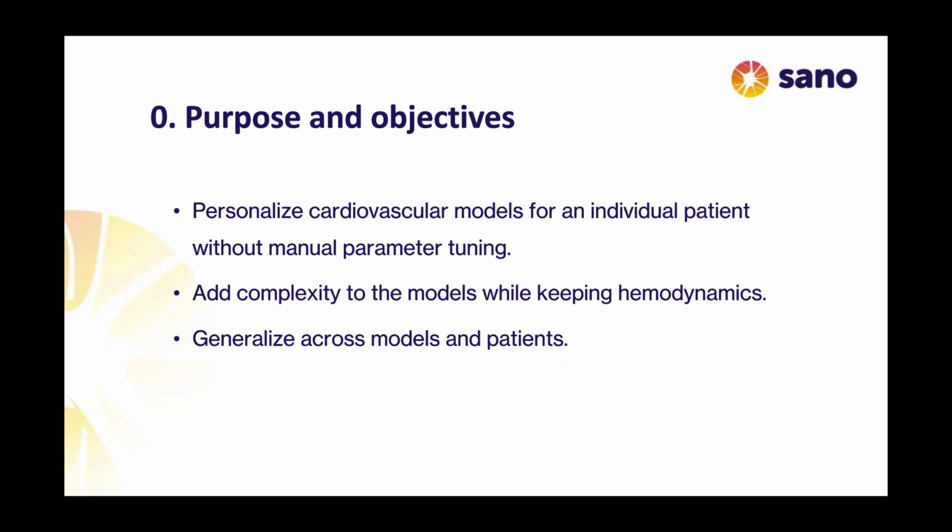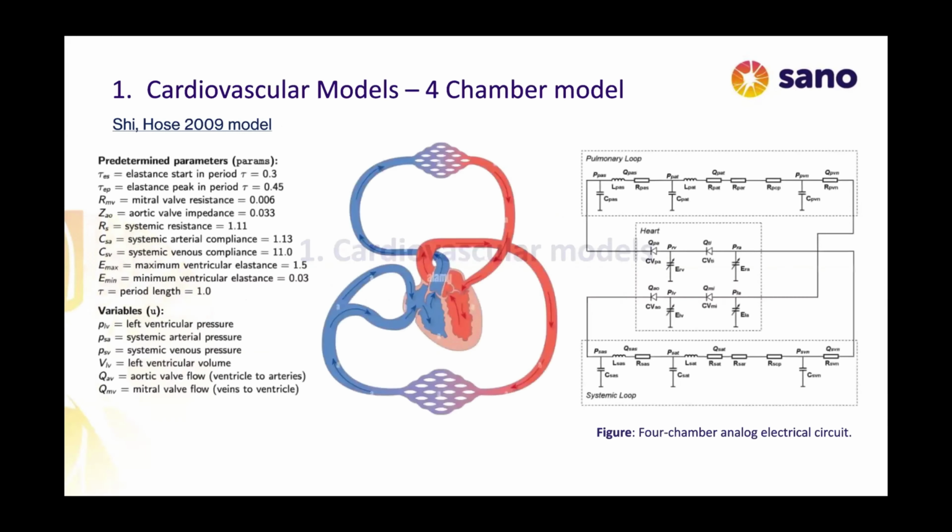First, we are going to use PINNs, which I'm going to explain later, to personalize cardiovascular models so that they fit an individual patient without manual parameter tuning. We also were aiming towards adding complexity to the models while keeping hemodynamics true. That means not violating any physical laws while adding this complexity. And then the ultimate purpose was to generalize across multiple models and patients so that this PINN architecture can be applied to more scenarios. Okay, so first, cardiovascular model.